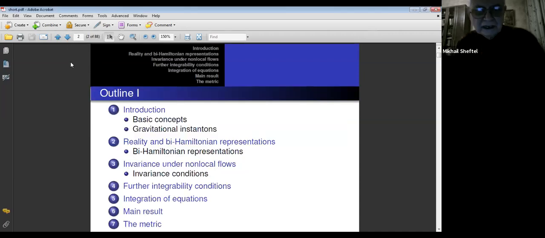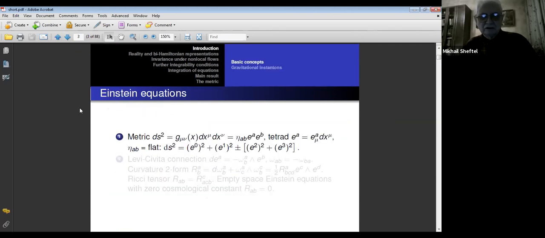This is the outline, but I will skip it and go just to the material. First of all, something about Einstein equations. The unknown thing there is the metric.